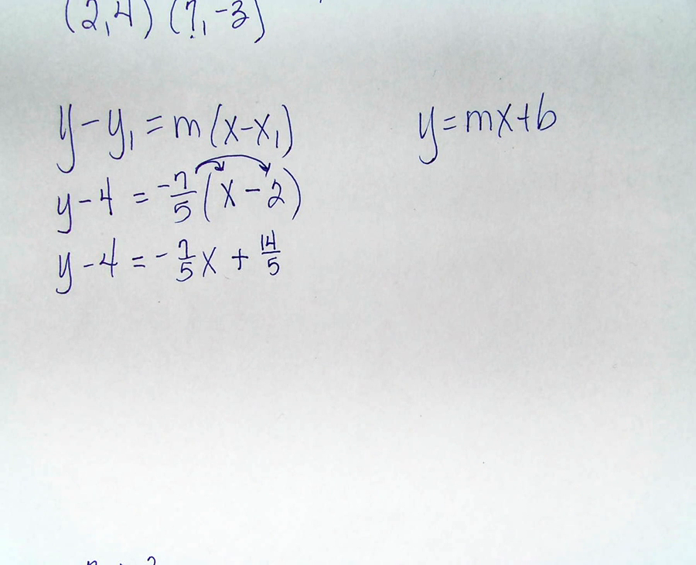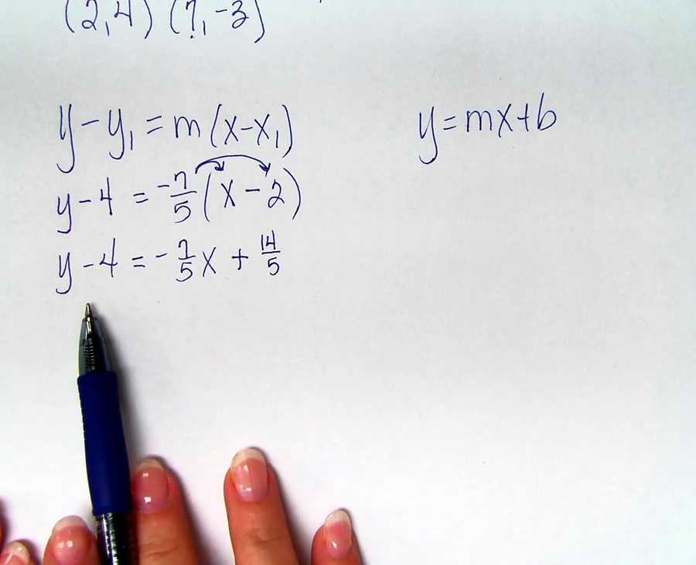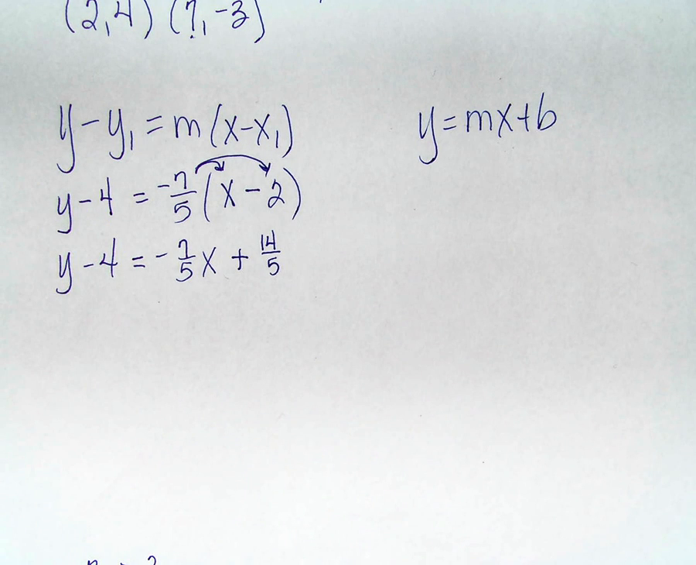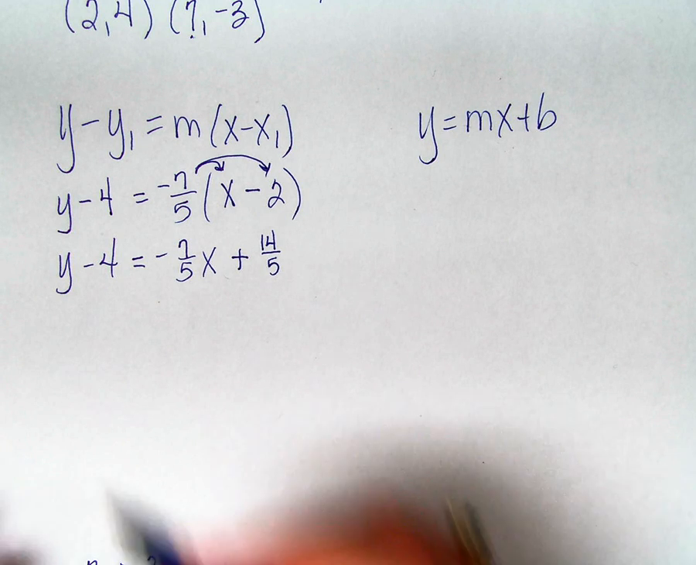When I'm trying to find the equation of a line, what am I solving for? Say it out loud. Slope. Nope. I already found my slope. What am I solving for? Y. I'm solving for y, right? Do I have the y by itself? Almost, don't I? I almost have it by itself. Add 4.